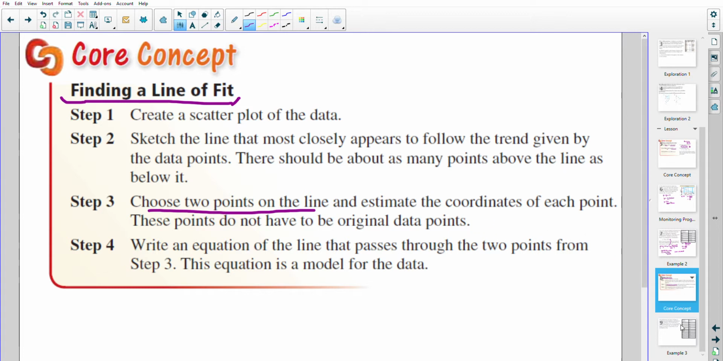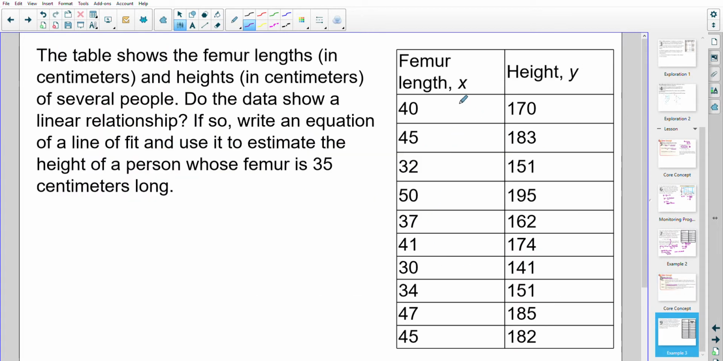So going to a problem, let's say you have a femur length, as a leg bone, and what is your height. So the question is, what's the relationship between the two? What's the equation? You could graph all of these points, but it'd have to be a really detailed graph on graphing paper. Let's just choose 2 points and figure out the equation and then use it to estimate how tall a person is with a femur of 35 centimeters long.